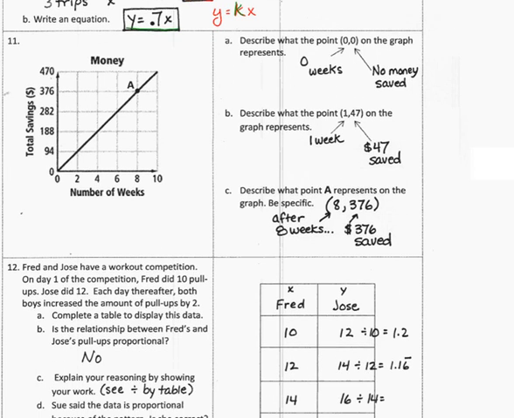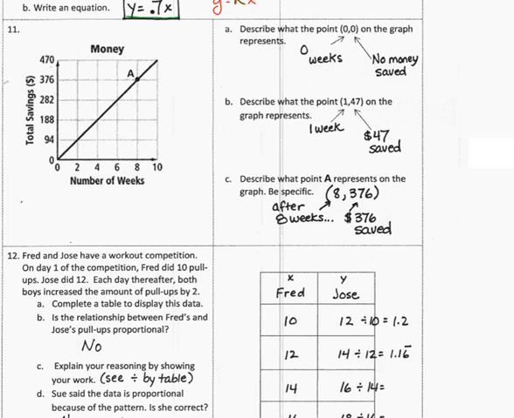Number 11. Describe what the point 0, 0 on the graph means. Saying that this is the origin is an incomplete answer. You need to explain what each point means. So the x value is the number of weeks, so we have 0 weeks, and the y value is 0, which is the savings, so we have no money saved.